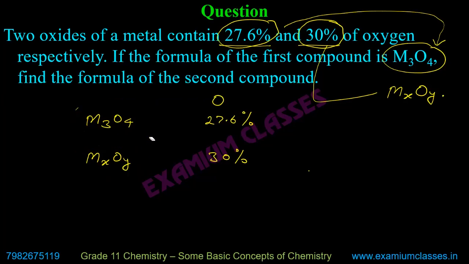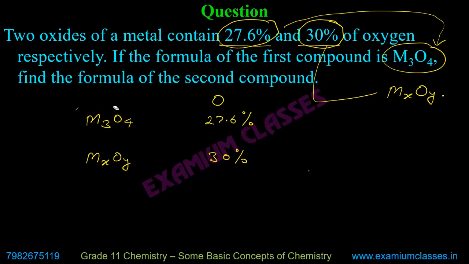So first, understand the question. Sometimes students don't understand the question, and that's why they struggle. That's why I'm first making you understand the question. What does the question say? You have two metal oxides, same metal. Metal is same, but there are two oxides. In one oxide, the percentage of oxygen is 27.6. In another one, it is 30%. Percentage of oxygen is slightly greater. For the one in which the percentage of oxygen is 27.6, the formula is given. M3O4 means metal is 3 moles, then oxygen is 4 moles. It is given.